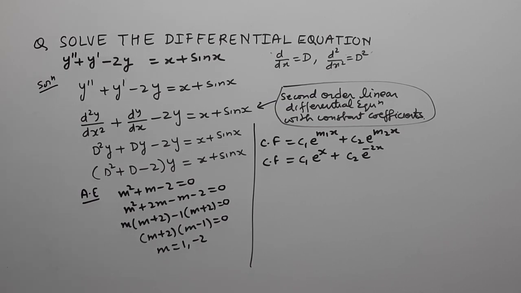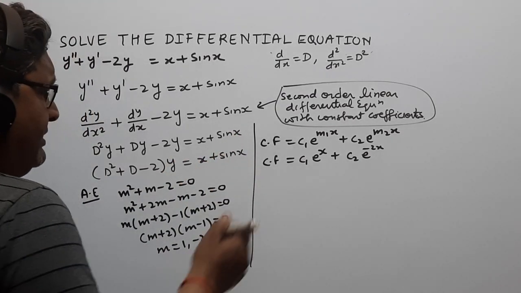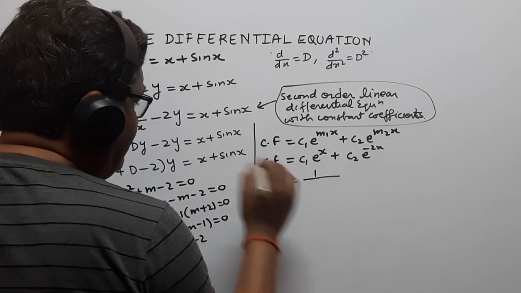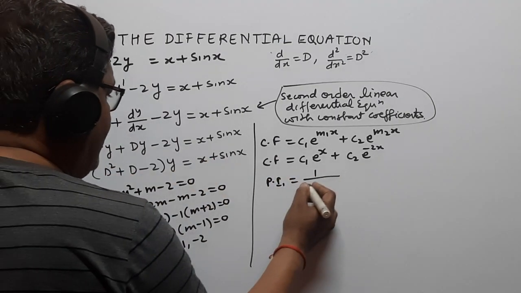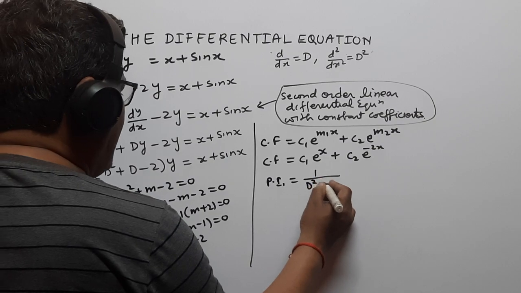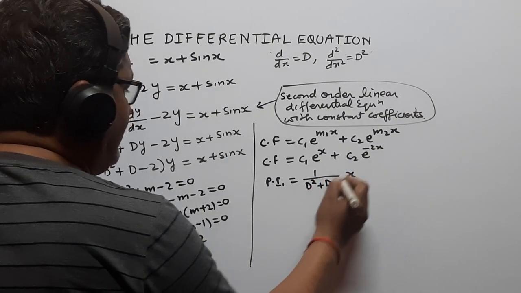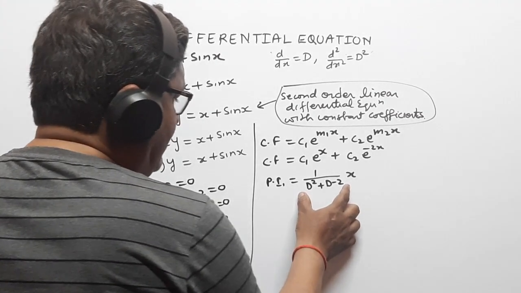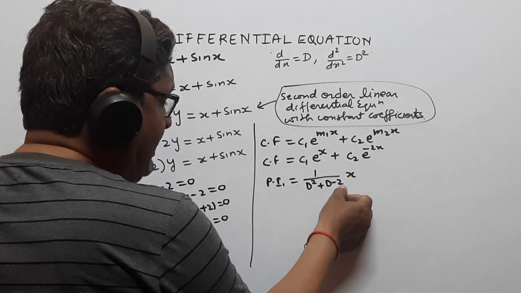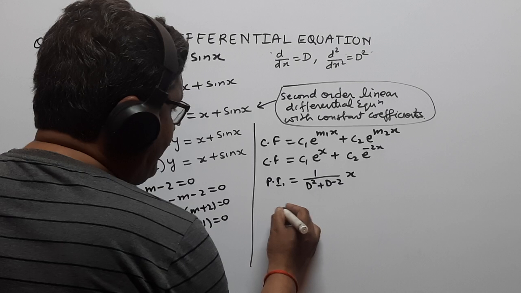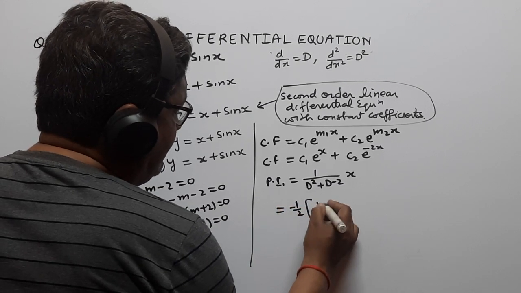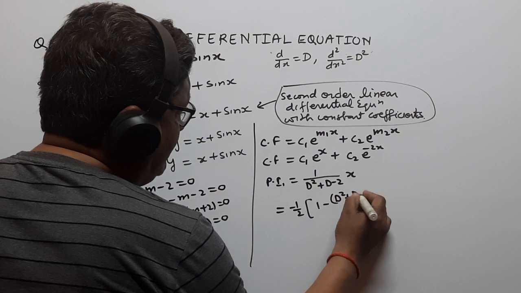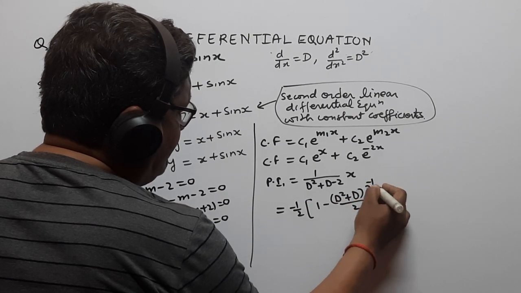Now we find the particular integral of the right hand side. First we find the particular integral of x. So this is 1 upon f(D), that is D square plus D minus 2, of x. Now for the particular integral we take minus 2 common, and this can be written as 1 minus the quantity D square plus D divided by 2, whole power minus 1.